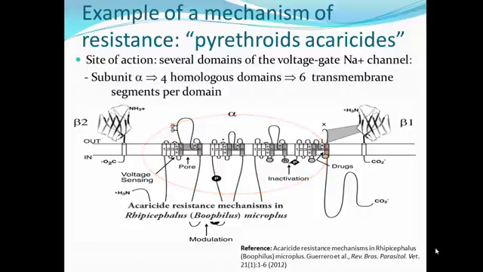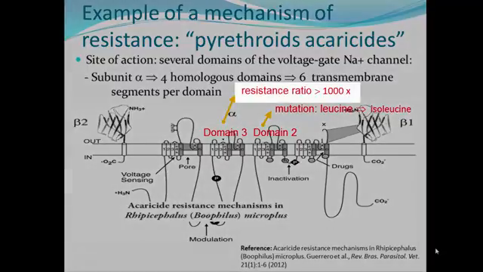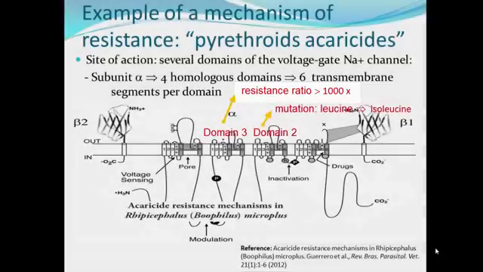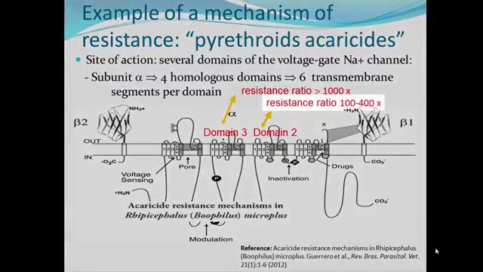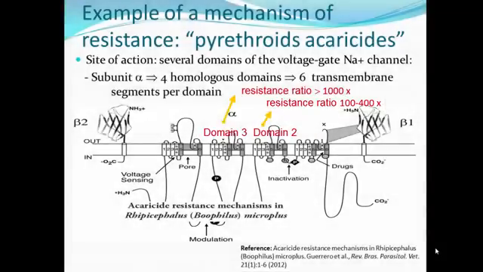Now, the reason I mention all this is because there have been 2 single mutations discovered in resistant ticks against pyrethroids. One is present in domain 3 and the other in domain 2, which make the channel insensitive to pyrethroids. And not only that, but when that mutation is in domain 3, the degree of resistance is enormous, requiring more than 1,000-fold the concentration of a pyrethroid to kill that tick compared with a susceptible one. However, when that mutation was found in domain 2, the degree of resistance was only 100 to 400 fold the concentration that would be necessary to kill that tick if it had been susceptible.